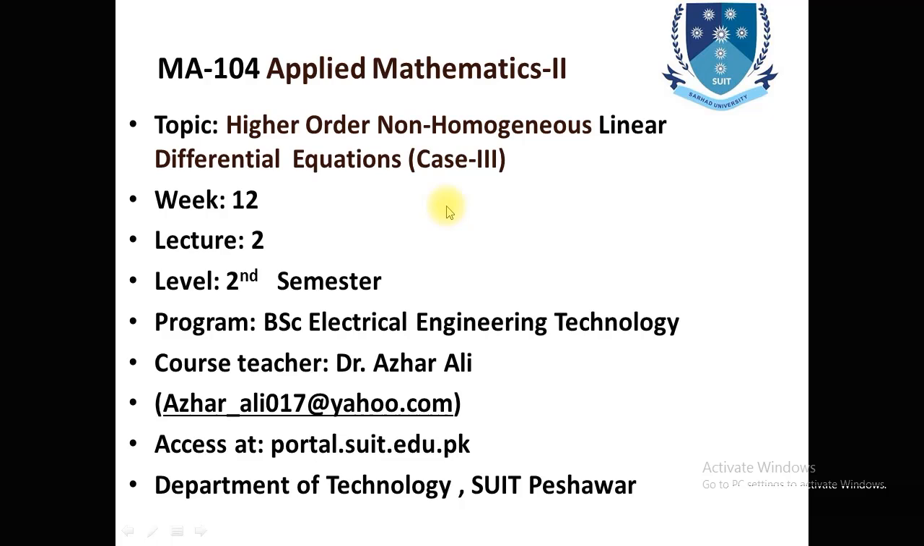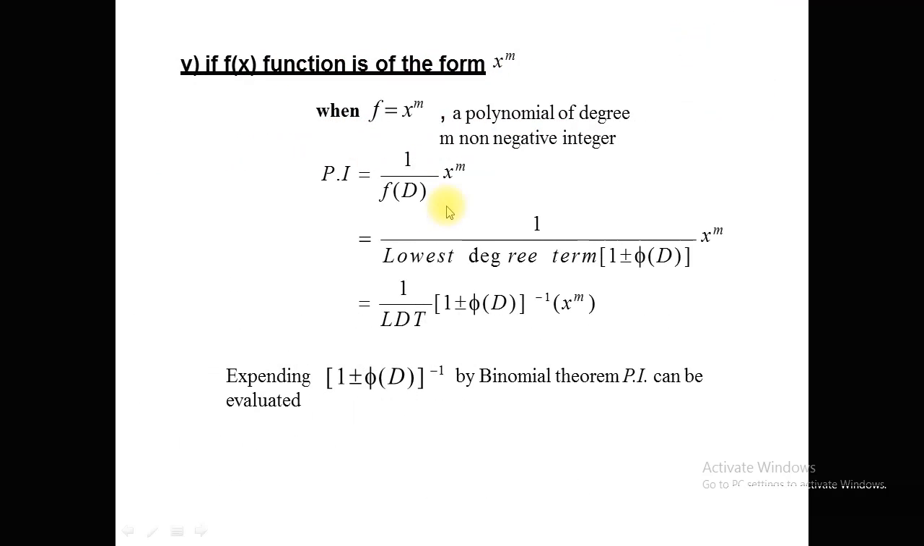Now case number 3: when in the non-homogeneous linear differential equation the right hand side function f of x is in the form of a polynomial, then how to find the particular solution. So this is case number 3. Suppose we have a function f of x in the form of x power m. x power m is a polynomial of degree m, a non-negative integer. Then how to find the particular solution for the non-homogeneous differential equation?